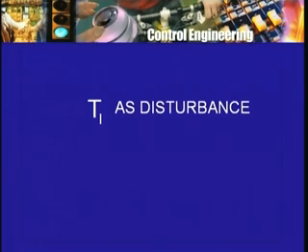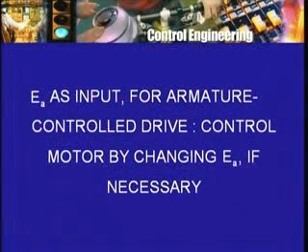Although it's not really a disturbance, it's the reason why the system is in place. But about it we may not know as the drive actually proceeds. Something may happen and the load torque may change suddenly. The other variable, Ea, is the power supply voltage variable, and this we can think of as an input variable, because in our scheme, and I have called it armature controlled drive, we'll assume now that we'll control the motor by changing Ea if necessary.